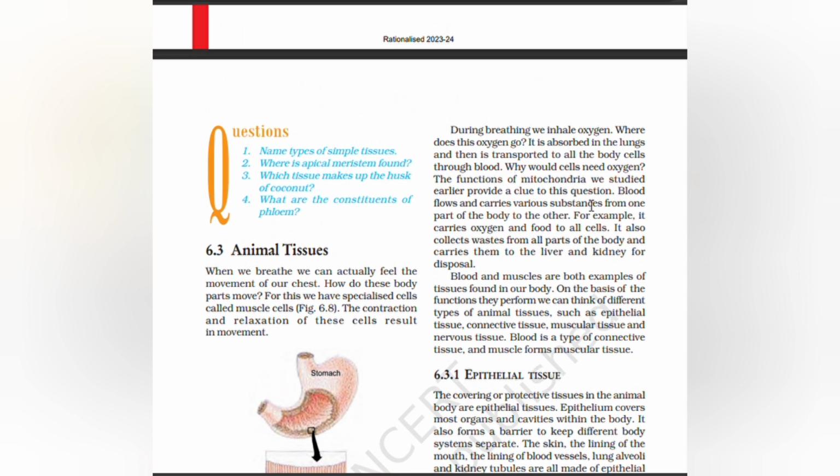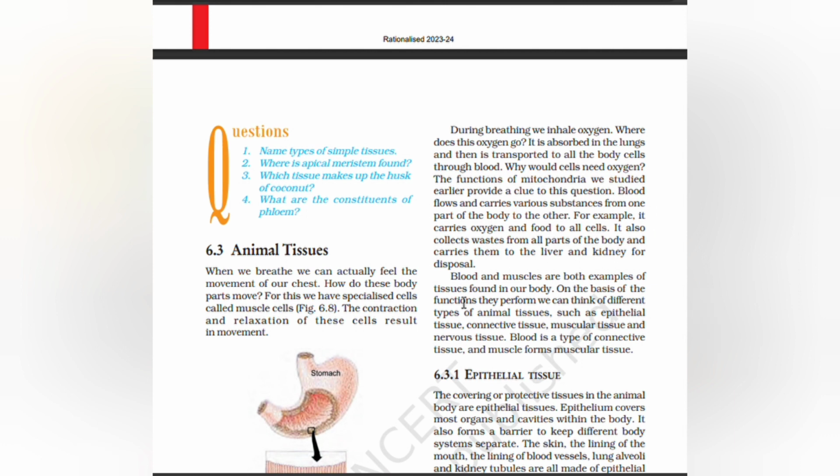Blood flows and carries various substances from one part of the body to the other. For example, it carries oxygen and food to all cells. It also collects waste from all parts of the body and carries it to the liver and kidney for disposal. Blood and muscles are both examples of tissues found in our body.